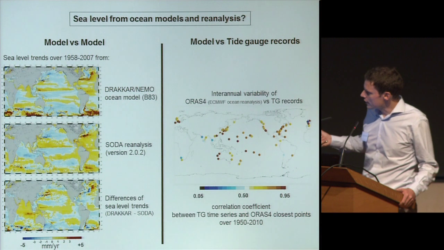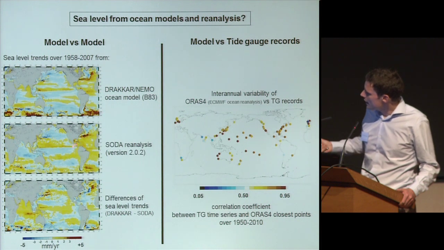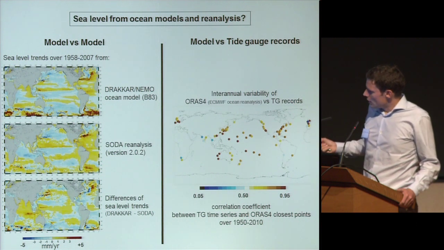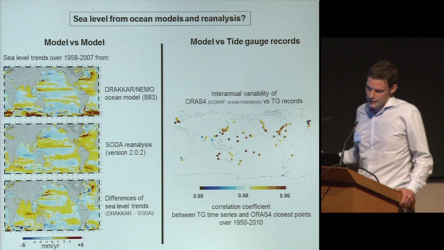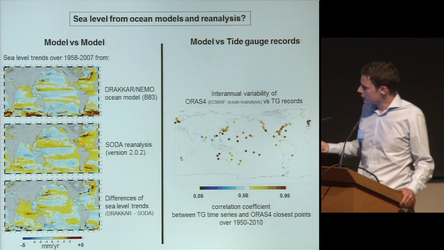I've plotted here the sea level trends given by the Drakkar model over the last 5 decades here, because it starts in 1958, and here the sea level trends given by SODA. One of the problems with models is that different models give different results. And we can have results which are fairly different between a model and another. I've plotted here the difference between the SODA analysis and the Drakkar model in terms of trends. And you can see that the signal in the difference can reach up to 100% in some regions of the signal which is in each model.